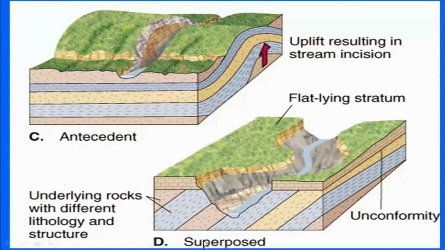Then come the superposed streams, where what you see is that they flow across different lithology and structure. So, what we see here is the unconformity between the inclined beds here and the horizontal bed here. So, they are flowing across the different lithology and structure. So, these have been termed as superposed streams.